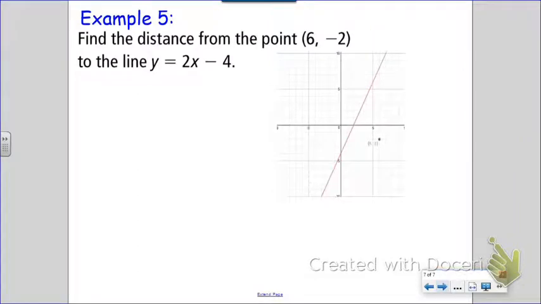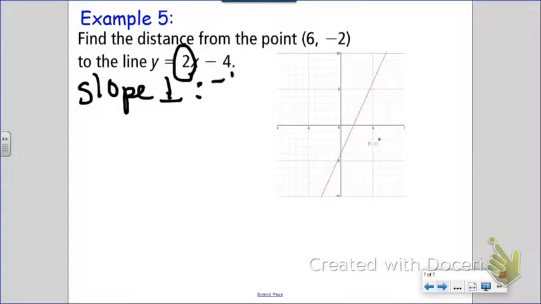For our last example, we're going to find the distance from the point (6, -2) to the line y = 2x - 4. Okay, so the first thing we're going to do is look at what is the slope of a line perpendicular to the line that's given. So my slope over perpendicular would be -1/2. Opposite reciprocal of 2 over 1 is -1 over 2.